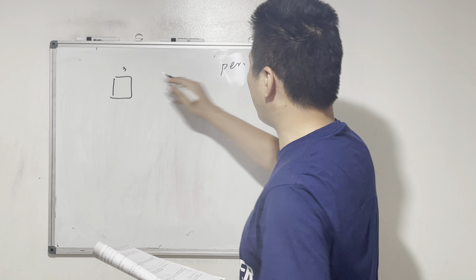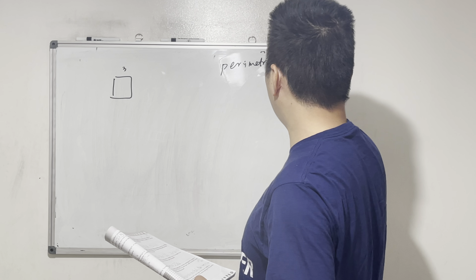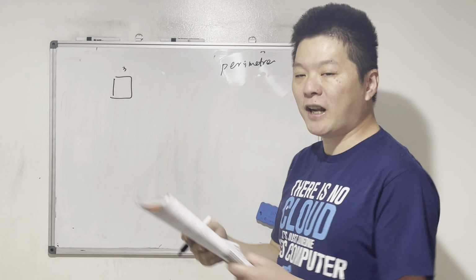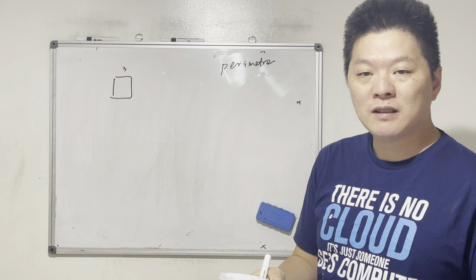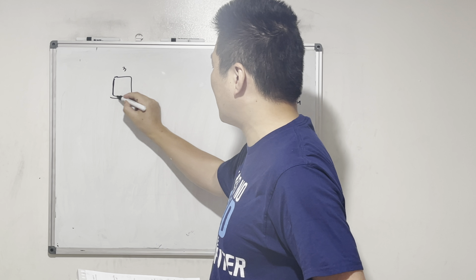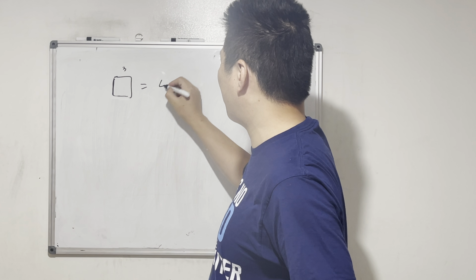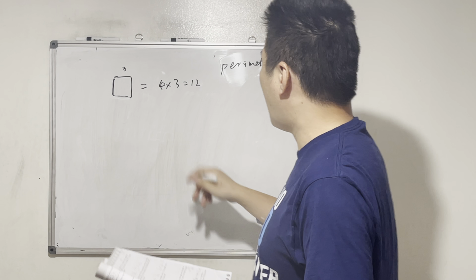You know the perimeter. If the side is 3, what's the perimeter of this square? The perimeter is the outside. So what's the perimeter of this square? It's 12, yeah, because 4 sides. And there are 6 of them.